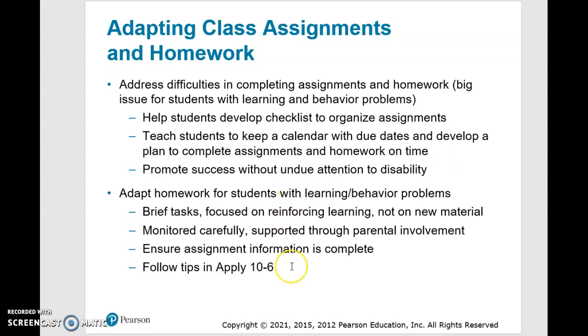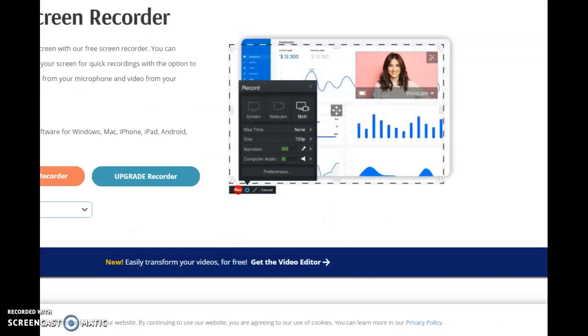You can also think about adapting homework if you need to. So this was kind of class assignments, homework assignments. And then for homework, thinking about brief tasks. Focus on reinforcing learning. Homework should not be new material, right? You're not going to send them home with something that they haven't seen yet. It should be practice. It should be review of something you taught them that day or the day before or something like that. You want to make sure the parents are involved as much as possible, ensure the assignment information is complete, and then you can also follow the tips in 10-6, which I don't think I have pulled up.